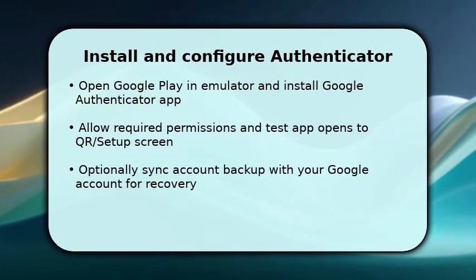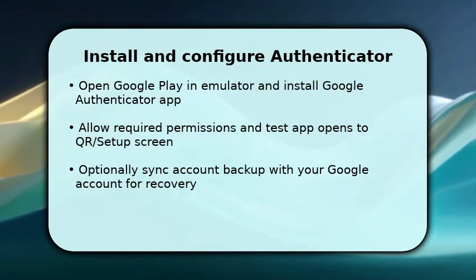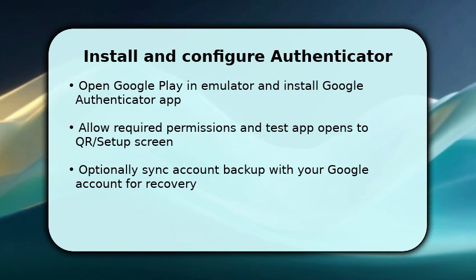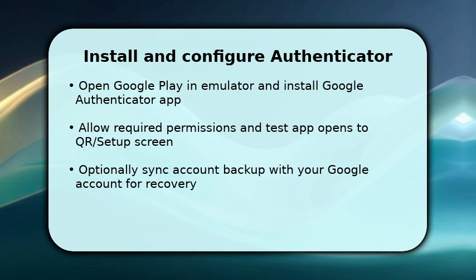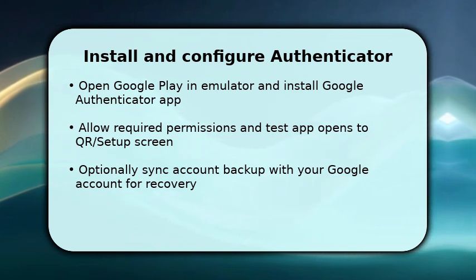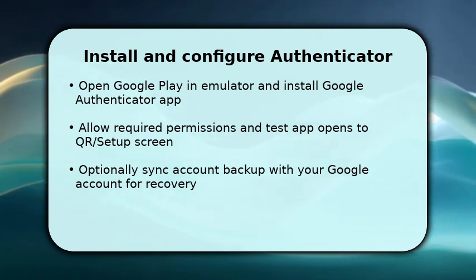Now that you have Play Store access, search for and install Google Authenticator inside the emulator. You will grant minimal permissions for camera access if you plan to scan QR codes. Alternatively, choose manual entry for secret keys.